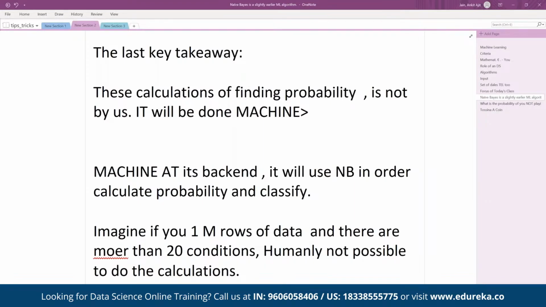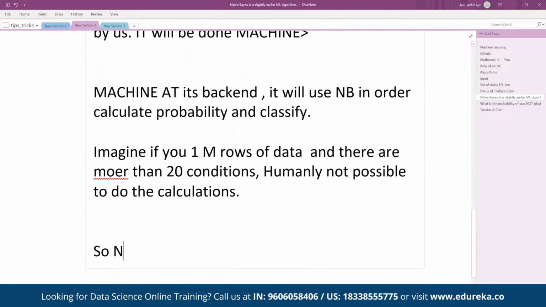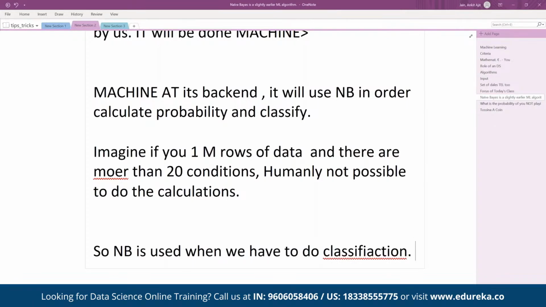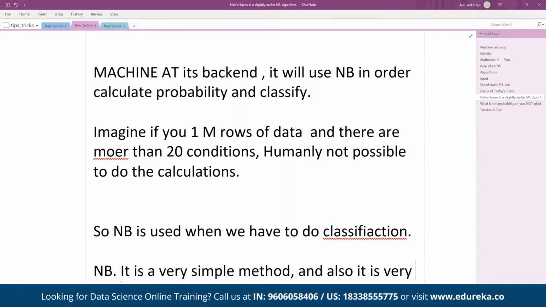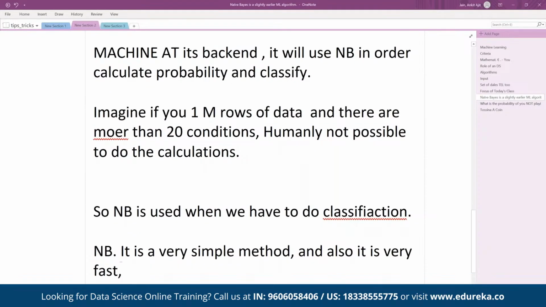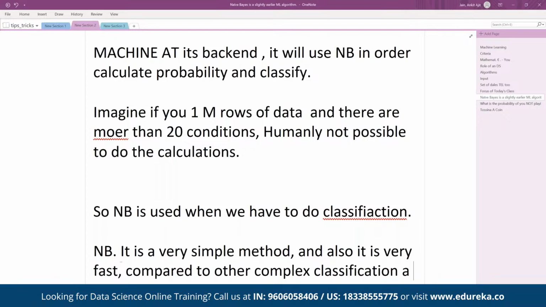So Naive Bayes is used when we have to do classification, and the machine can do it very fast. The advantage of using Naive Bayes is that it is a very simple method. You see that there was no complication here, and it is also very fast. The calculations are very fast compared to other complex classification algorithms.